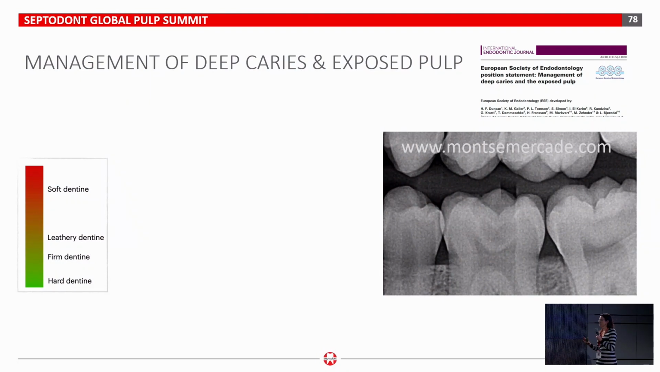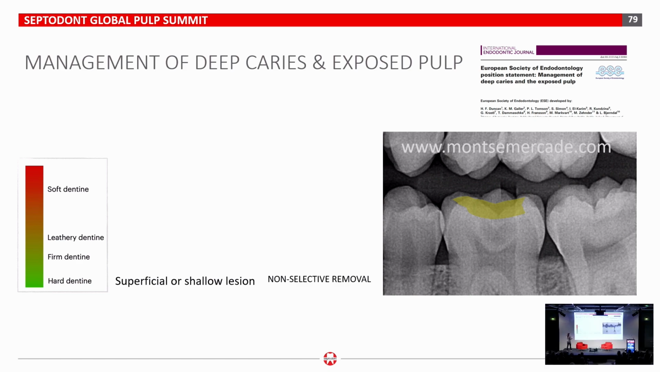You have a bite-wing radiograph, and if you have a superficial or shallow lesion, okay, you can go for non-selective removal. You can go until hard dentin. You can hear the dentinal, I don't know the name, shout, no? I don't know the name in English, but you can go to hard dentin. The problem is that kind of lesions, no?